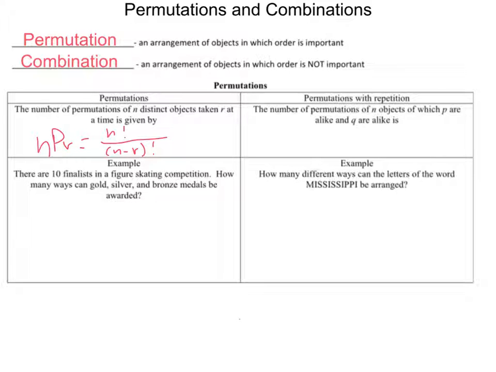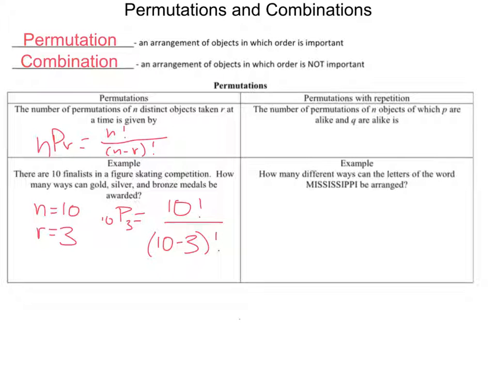So what are n and r? The number of permutations of n distinct objects taken r at a time. In this case, n is going to be 10 because there are 10 finalists. And r is going to be 3 because that's how many medals there are. Now all we're going to do is plug this into our formula. So we have 10P3 equals 10 factorial over 10 minus 3 factorial.